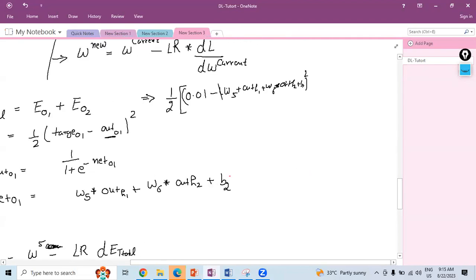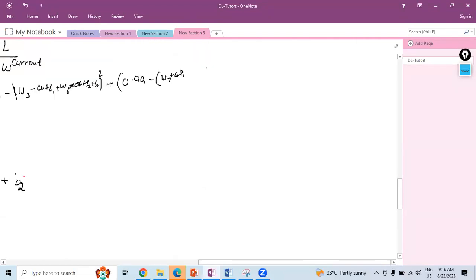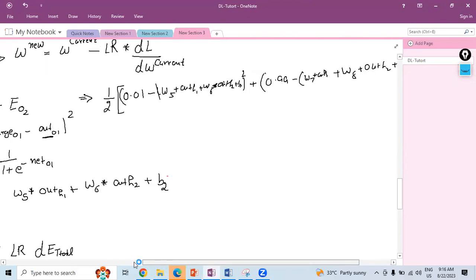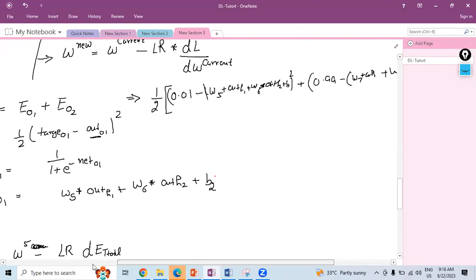Because now I'm just taking the derivative of W5. In terms of calculating the derivative, this will be my equation of line. And now I have to just take the derivative in terms of this value. W7 plus out H1 plus W8 out H2 plus B2, entire square. So this will be your loss value in terms of W5, W6, W7, and W8.